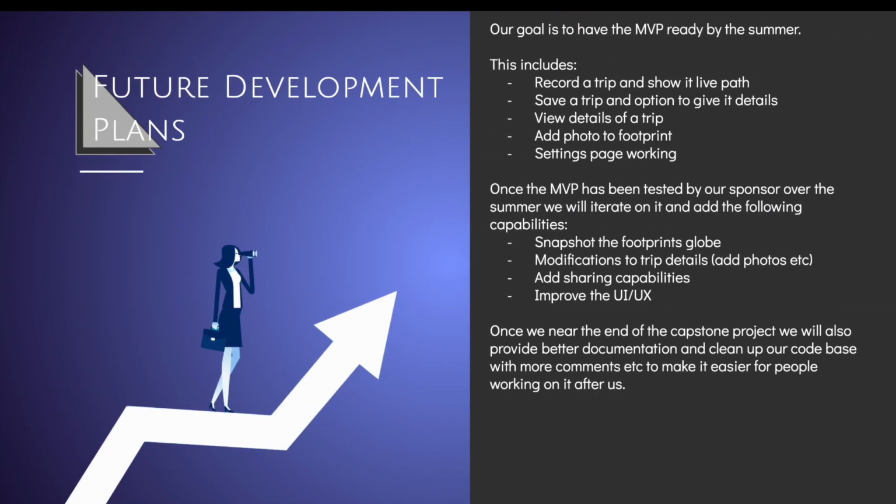Next, let's talk about the future development plans. The goal is to have the MVP ready by the summer, as requested by our sponsor. That would include a trip feature that shows its live path, save that trip and give it details, view those details, add a photo to the footprints, and a settings page that works. We will then give this MVP to our sponsor, who will use it over the summer, and then plan on iterating on her feedback, obviously, and also adding these 4 features.